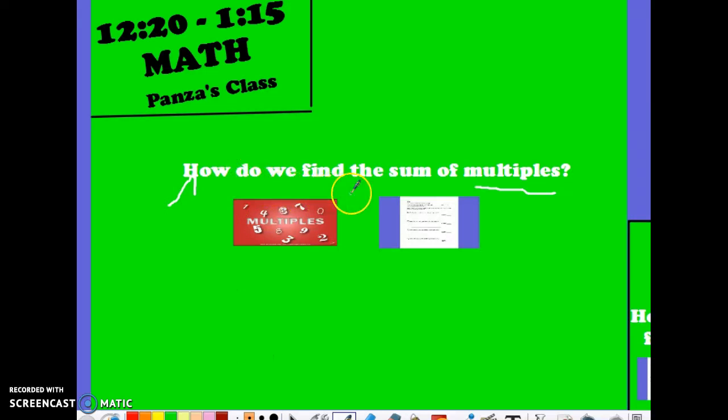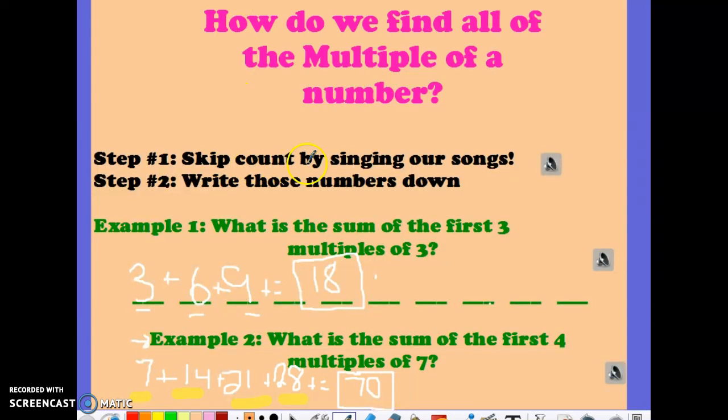So when I'm asking myself how to find the sum of multiples or just how to find multiples, remember these steps. Step 1, skip count by singing our skip counting songs. Step 2, write those numbers down, and if you're looking for the sum, add those numbers up. And that's it. That's how you deal with multiples.